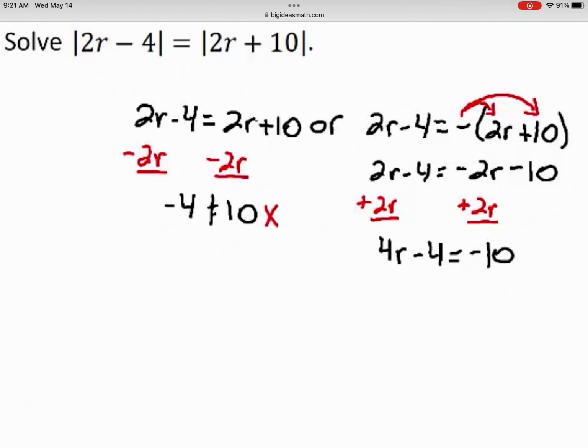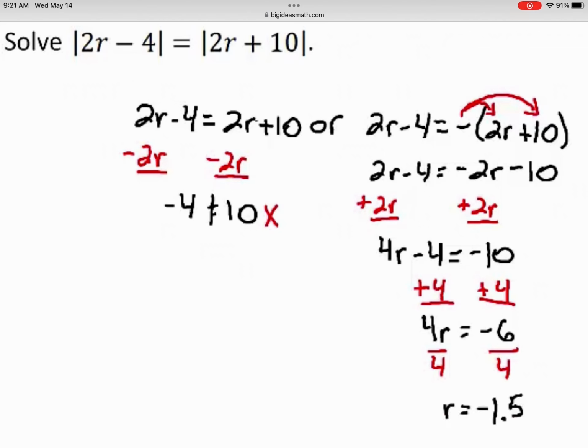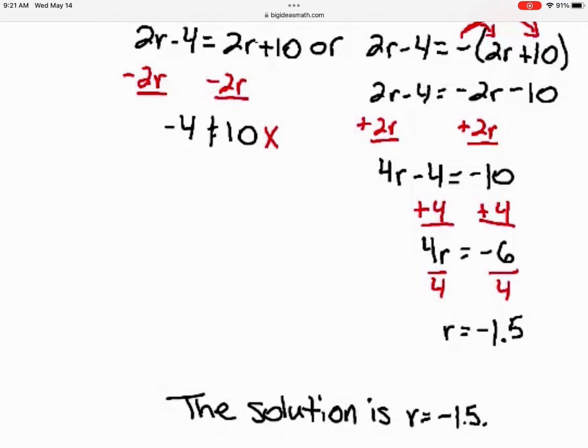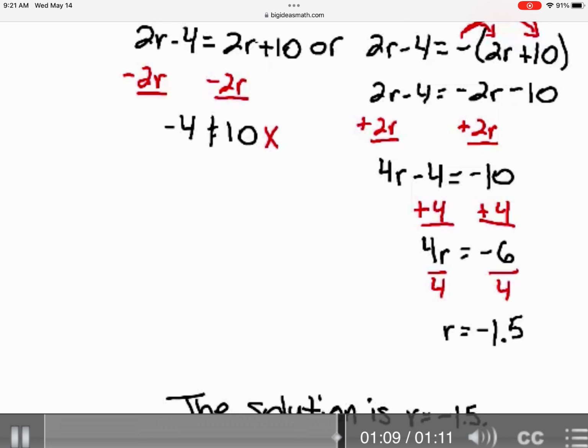Now isolate the r term by adding 4 to each side, giving you 4r equals negative 6, and divide each side by 4, leaving you with r equals negative 1 5/10. So the original equation has only one solution, and the solution is r equals negative 1 5/10.